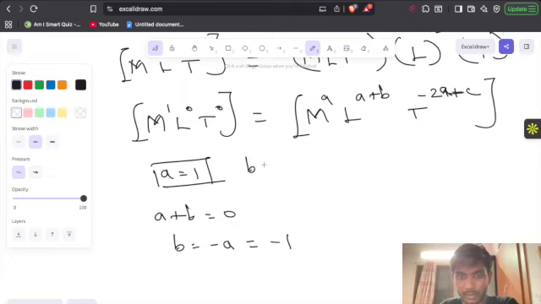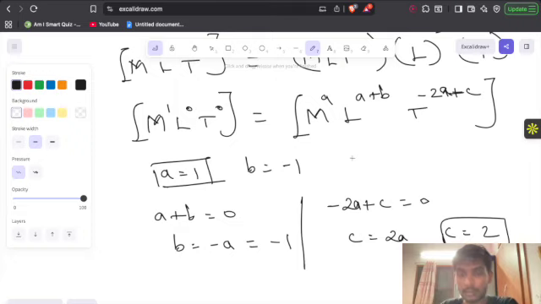Okay, I've got b is equal to minus 1. And then I have minus 2a plus c equals 0. So c is equal to 2a. Okay, so a is 1. Therefore, I will be getting c is equal to 2. C equals 2. So this is what you need.